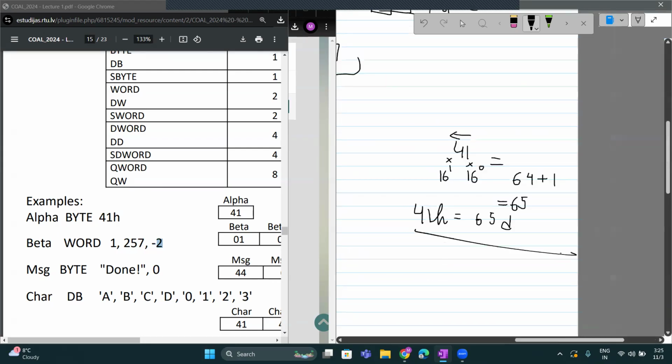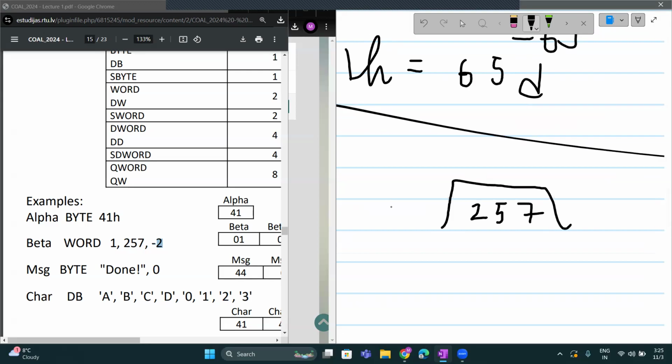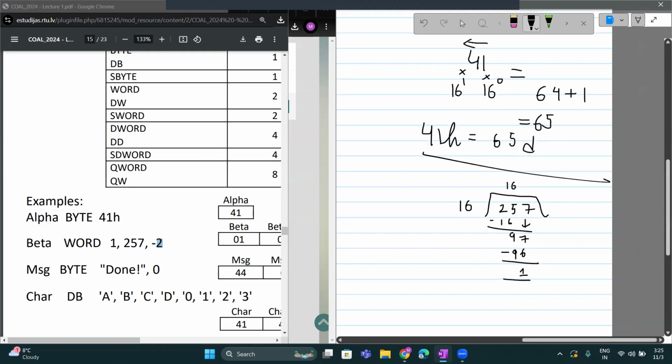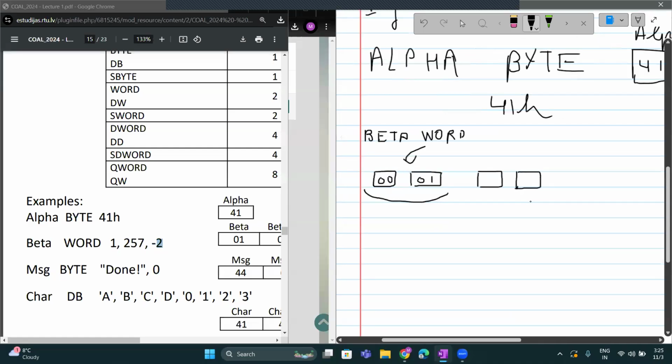And secondly, if we want to write 257 in hexadecimal, we need to convert this 257. So 257 divided by 16, that will be 1. 16 minus 97, and that is 16. 96 minus 1. So here you can see that it is 16. Whenever it is 16, there will be a difference.